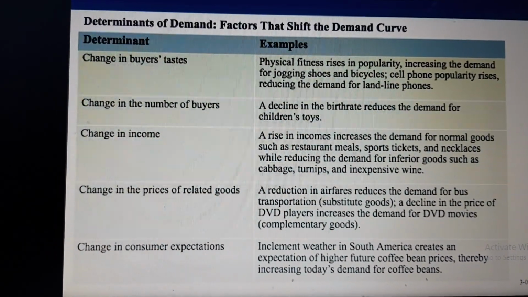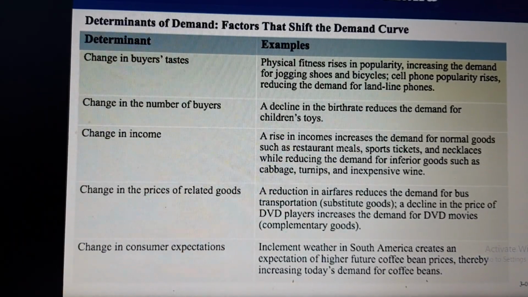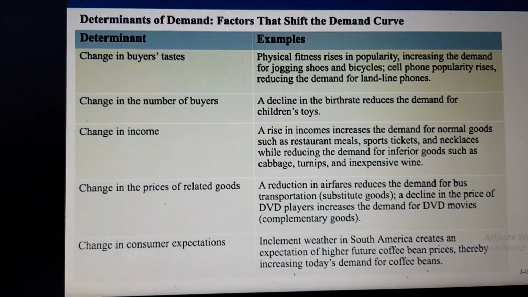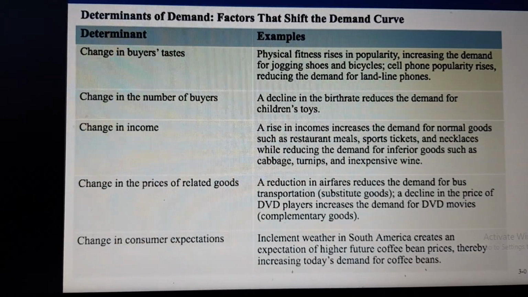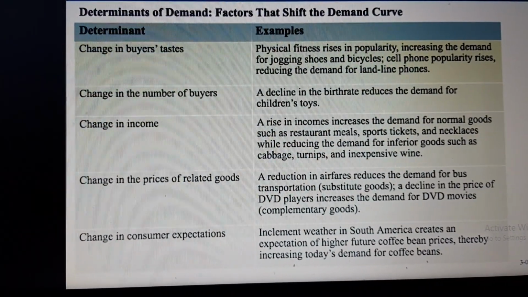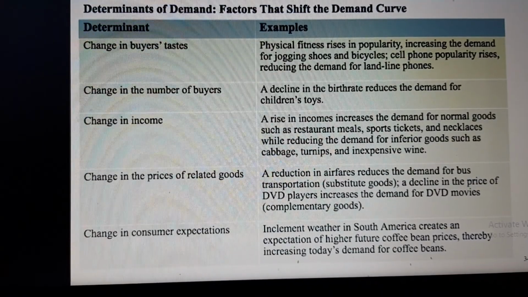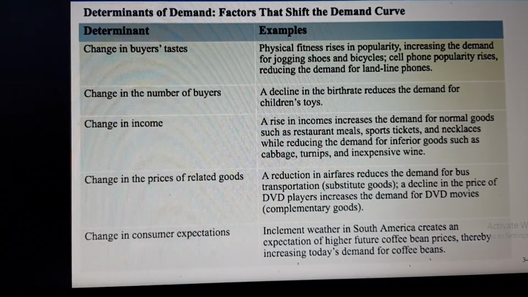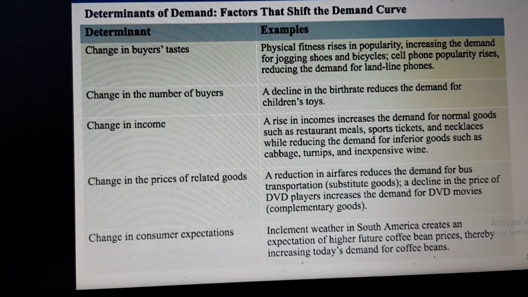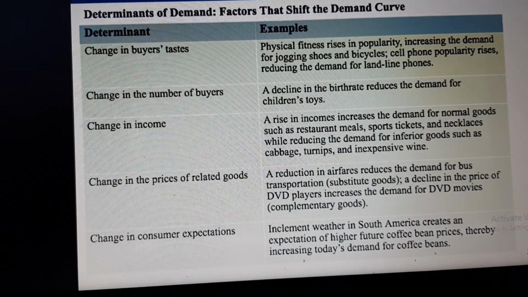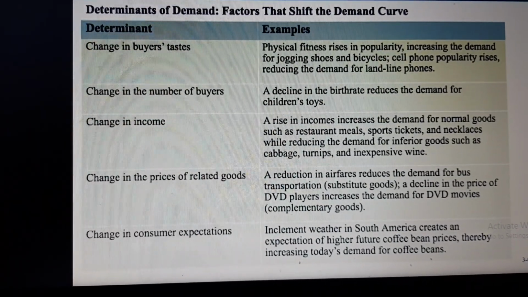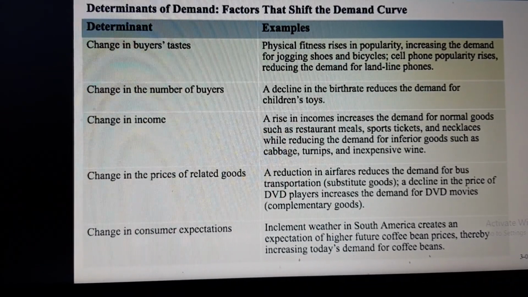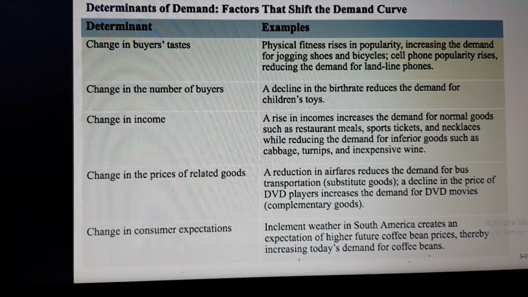So, for example, physical fitness rises in popularity, increasing the demand for jogging shoes and bicycles. Cell phone popularity rises, reducing the demand for landline phones. So this will be a great time to graph out a demand curve for jogging shoes and bicycles, and show how it shifts to the right, and then also draw out a demand curve for landline phones and show how the popularity of the cell phone has shifted the demand for landline phones to the left. So I recommend pausing this slide and graphing out what happens to the demand curve with each of these scenarios.